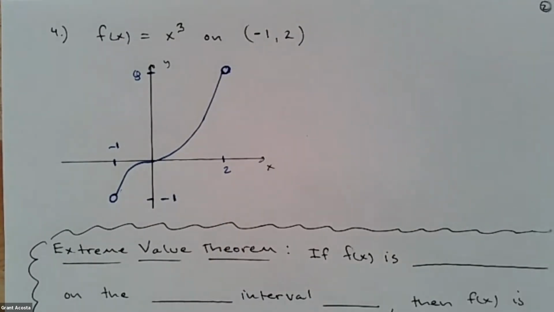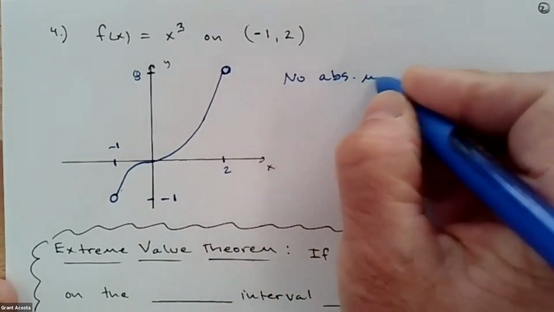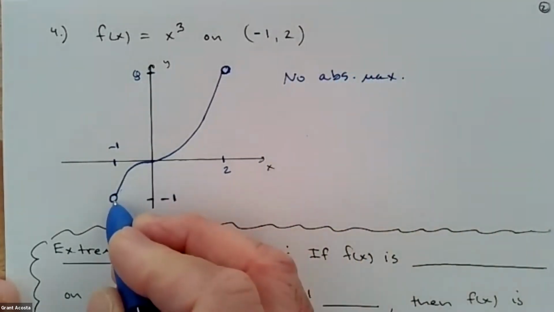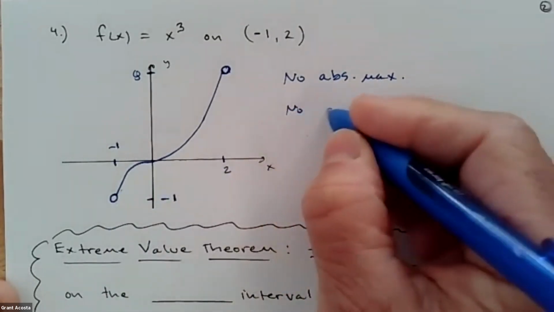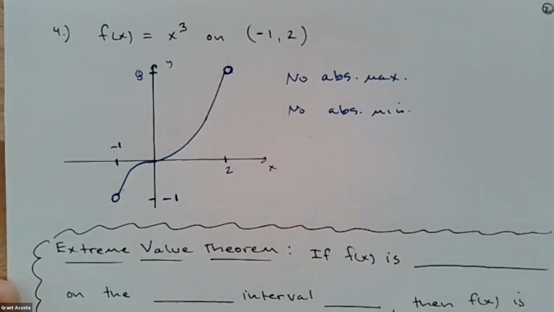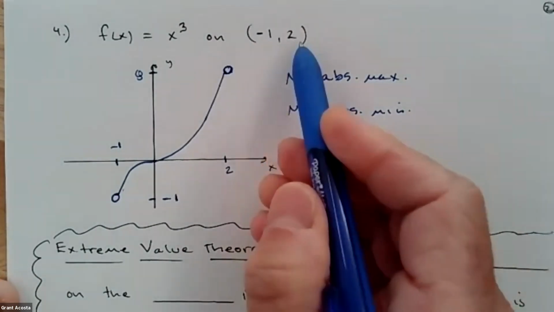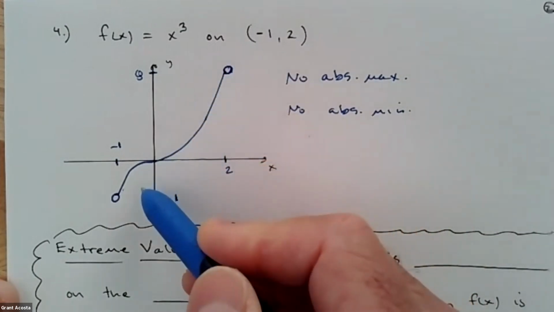So we just say, you know what? There is no absolute max. And the same thing would be true for your min, because you cannot actually get to that low point. No absolute min. Okay. Now, of course, that's because we didn't include the endpoints. If we were allowed to include them, then we would have had a maximum and min, right?